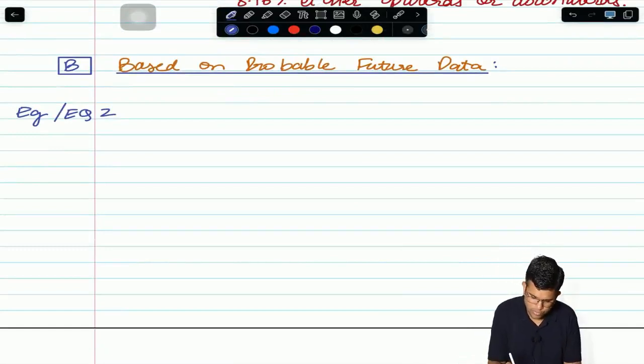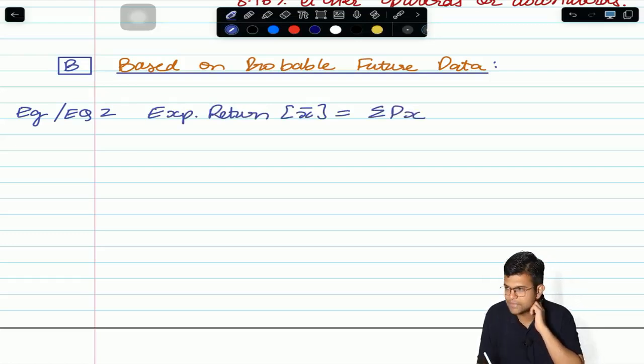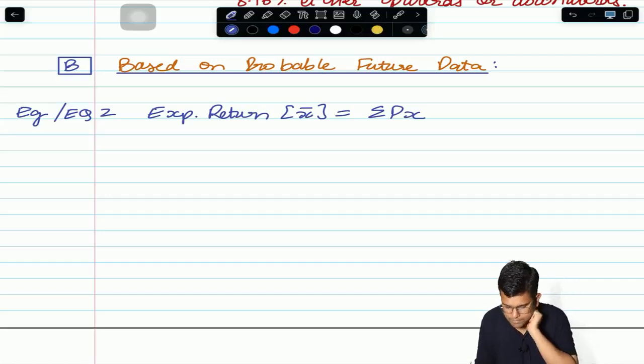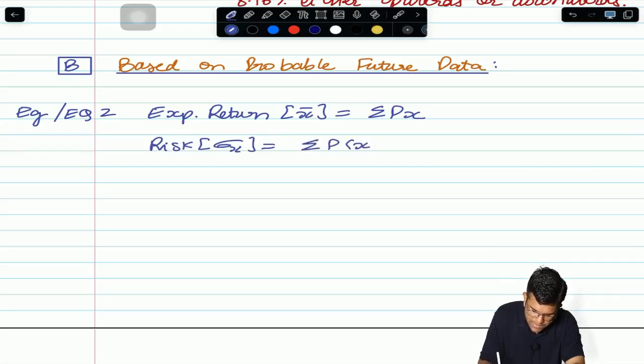Okay? So write down expected return, bracket x bar is equal to summation px. Expected return, bracket x bar, equal to summation px. Risk, bracket sigma, is equal to summation p x minus x bar the whole square, the whole under root.